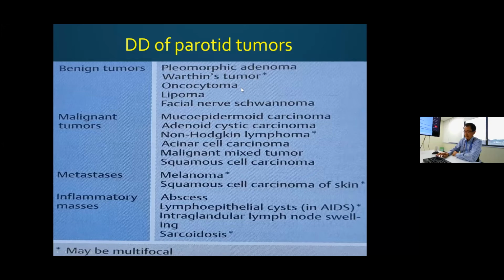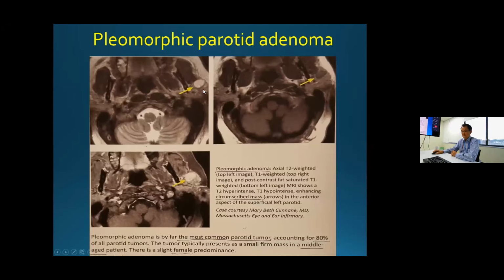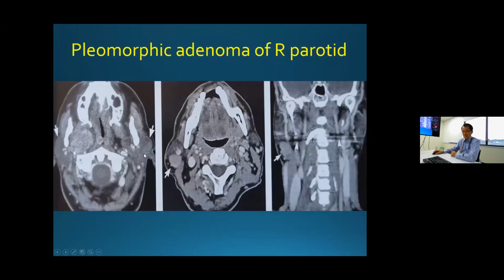So this one is a well-defined parotid space mass, a well-defined adenoma, uniformly enhanced. And it's the parotid gland here. And this side is the parotid here.